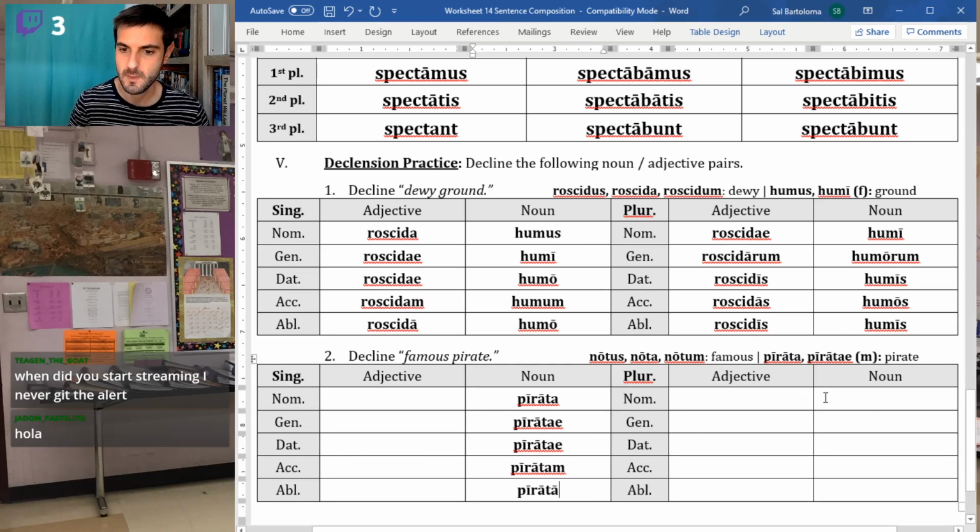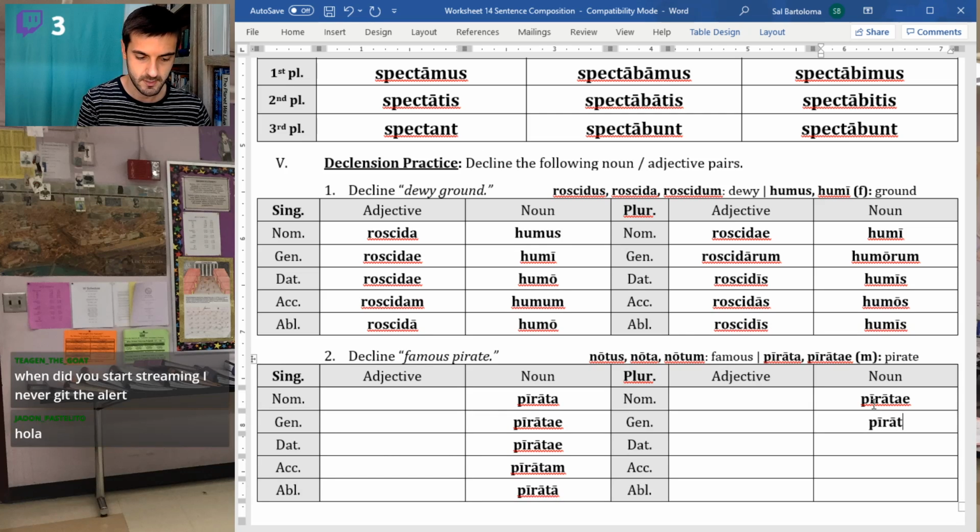In the plural, piratae, piratarum, piratis, piratas. It's so many keystrokes. There we go. So we have first declension noun, easy money. So on and so forth.